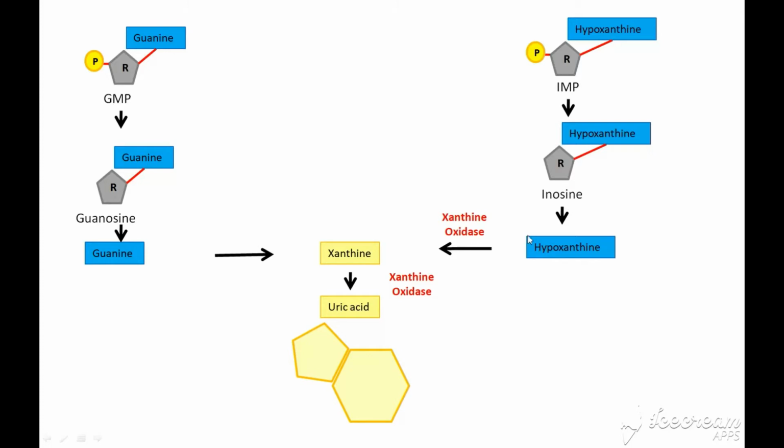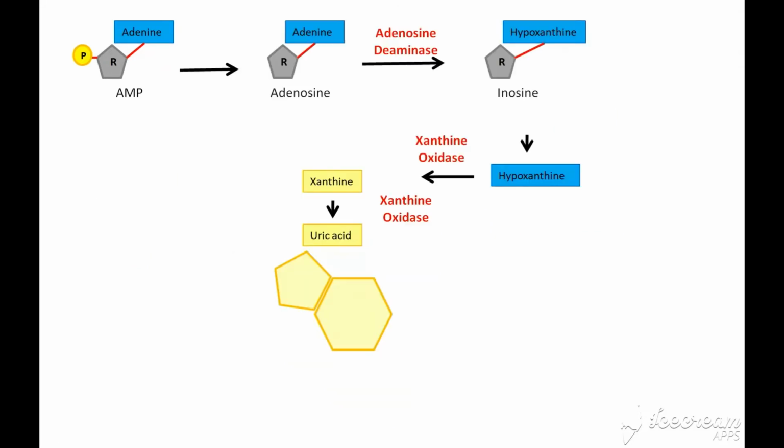Inosine is then converted into hypoxanthine. Remember, hypoxanthine is the nitrogenous base. Hypoxanthine is converted into xanthine by the enzyme xanthine oxidase, and xanthine is converted into uric acid also by xanthine oxidase. AMP is broken down into adenosine, and then adenosine is broken down into inosine by the enzyme adenosine deaminase. Inosine is then broken down into hypoxanthine, hypoxanthine to xanthine, and then xanthine to uric acid.